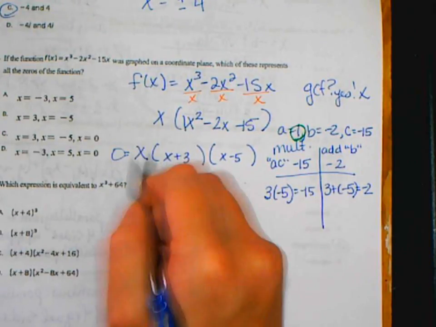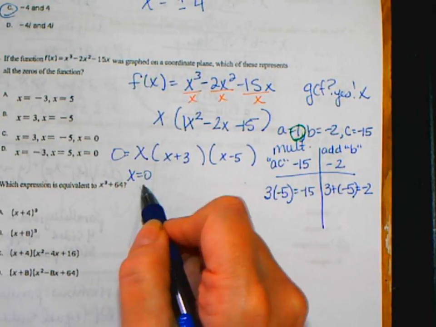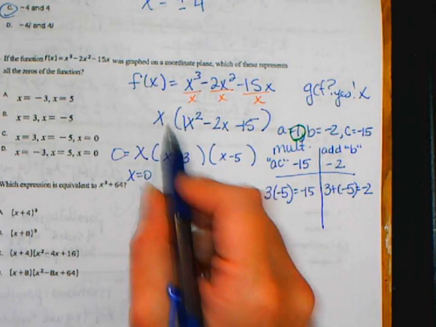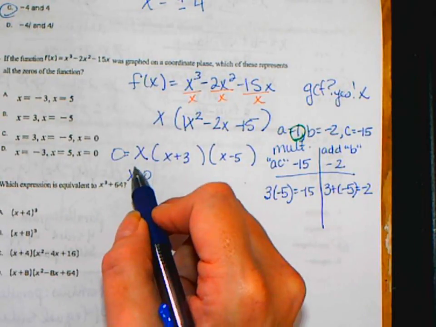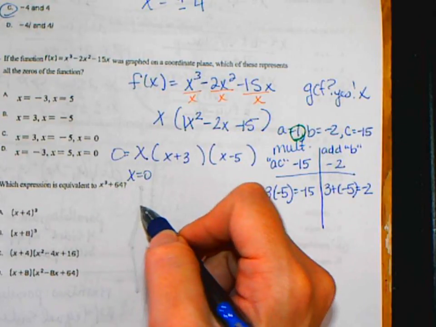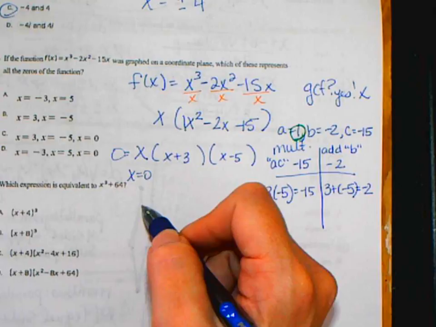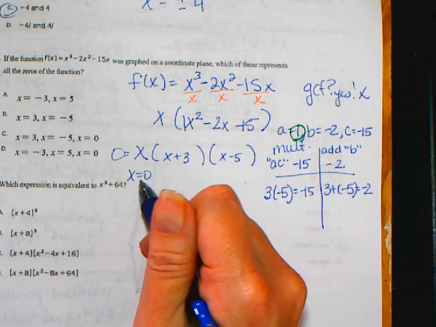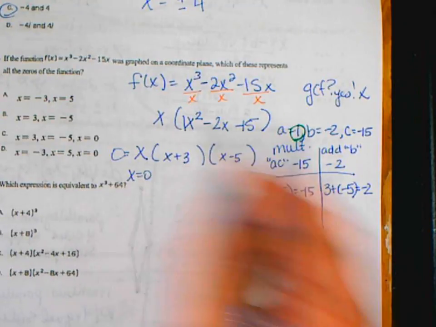X is a factor. Set it equal to 0. Is that a solution? Yeah. If I were to factor out, if my GCF was 2 and I set 2 equal to 0, would that be a solution? Does 2 equal 0? No. But if that's a variable and I set it equal to 0, that tells me my graph's going to cross at 0. So that's one solution.